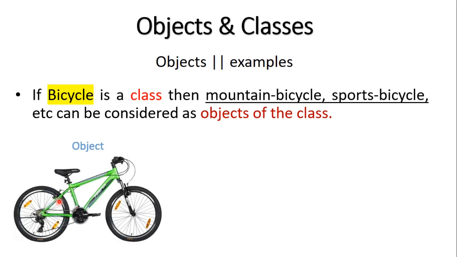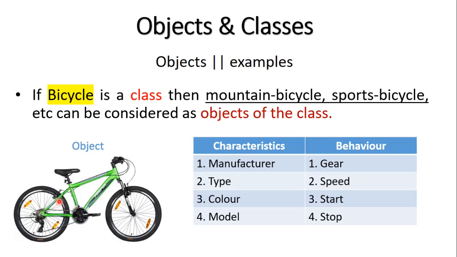For example, a bicycle is an object, and like I said, it has different characteristics and behaviors. Characteristics like what company it is of, who is the manufacturer, type of the cycle, color of the cycle, model of the cycle. Behavior: is there gear, how fast it goes, it starts, it stops, right? These are the behavior of the cycle. So this is an example of an object.